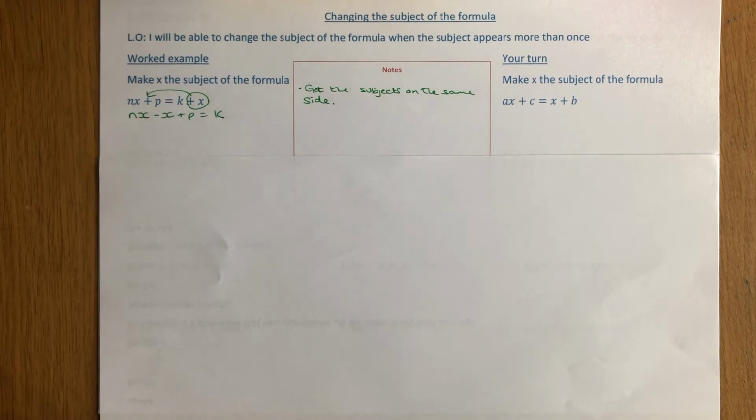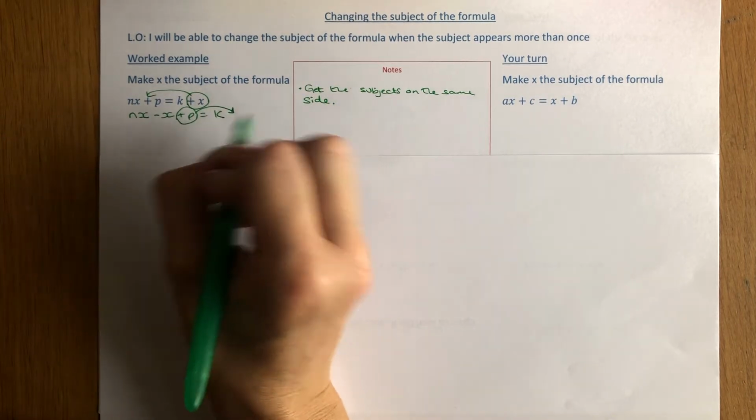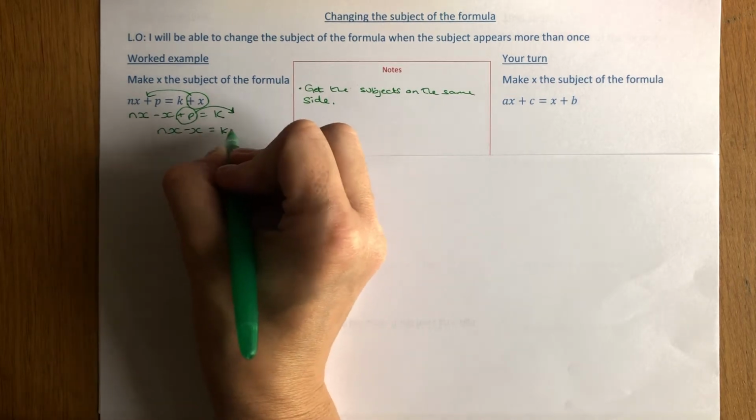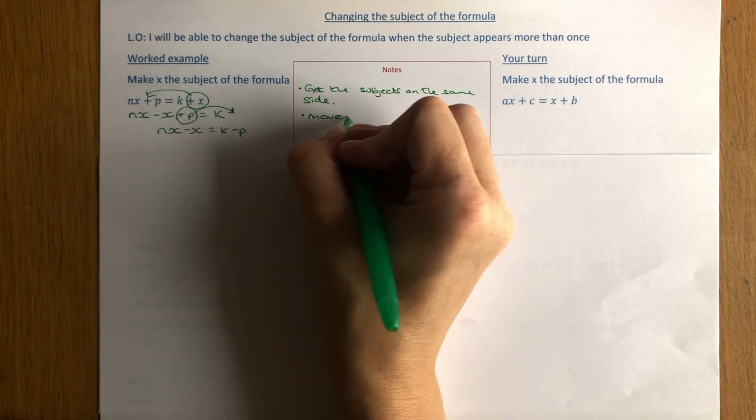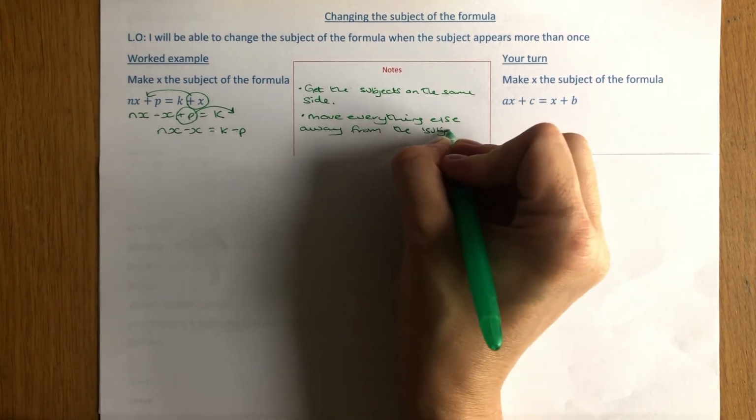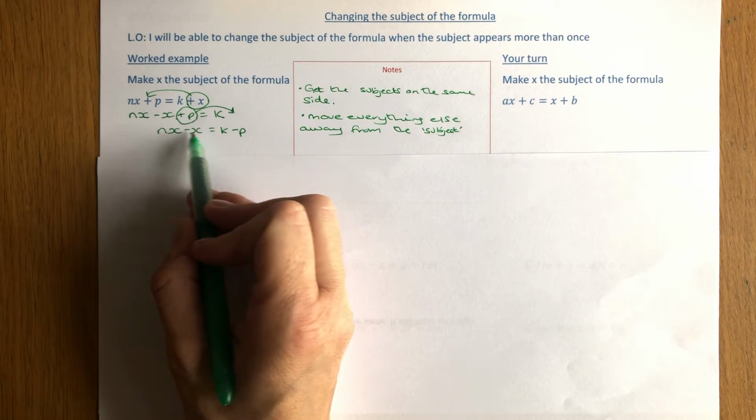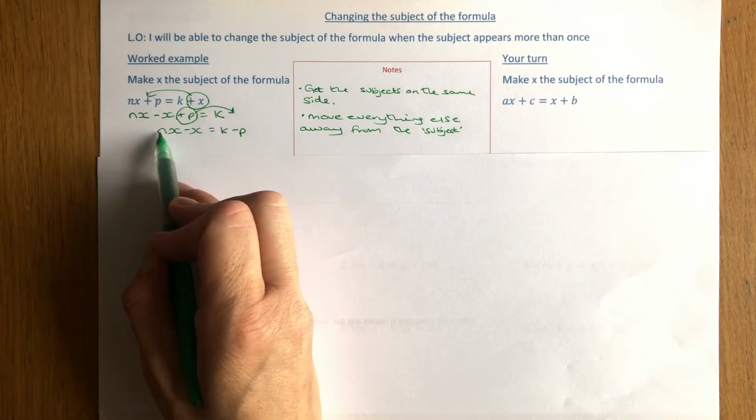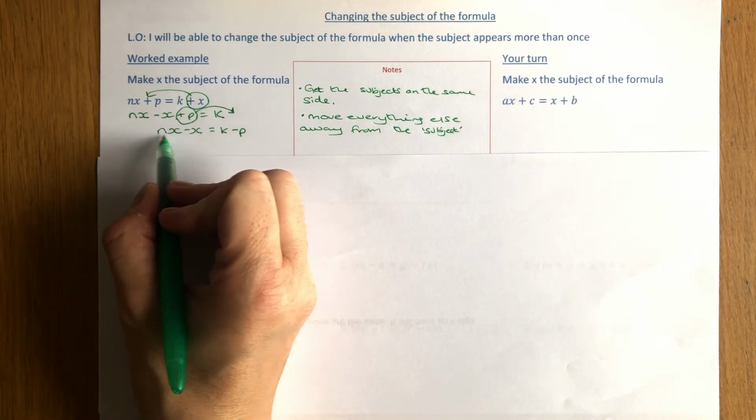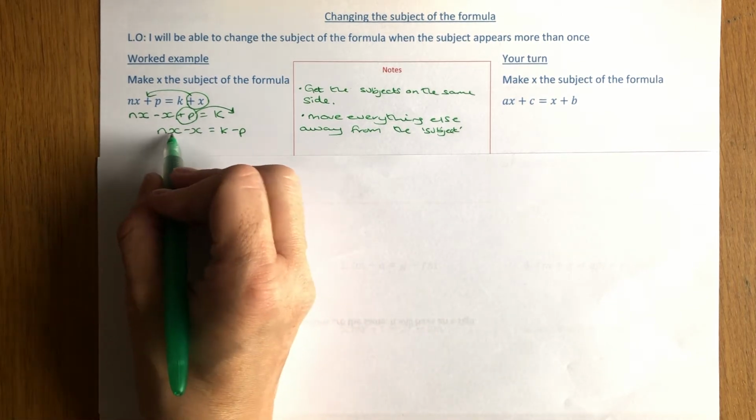Then we need to get everything else away from the X's. So here I've got a plus P that needs to get out of the way and join the K over there. So I'm left with NX minus X equals K minus P. Okay, so now we need to think about what could we do to get the X on its own, because currently this is NX and this is X. Now what we do, we need to draw out the X, and we do that by factorising. So X is in both of these.